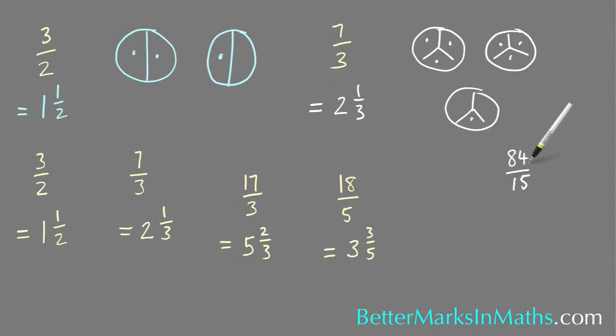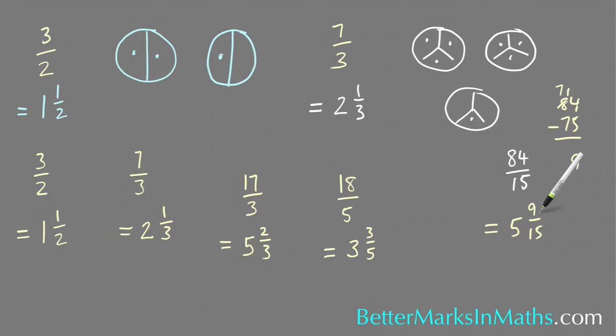And if you're going to do this one, how many 15's in 84? I think there's 5 15's in 75, and then you would need 9 more to get to 84. So that's 5 and 9/15. So I'm just going to check that. So 75, 84. So borrow 1 from that. That becomes 14 minus 5 is 9. Yep, so there's 9 left over.